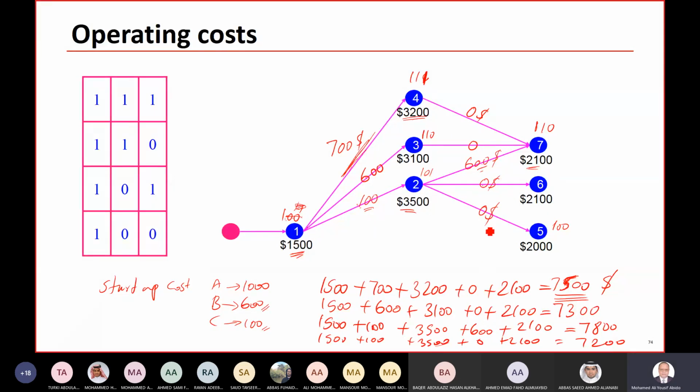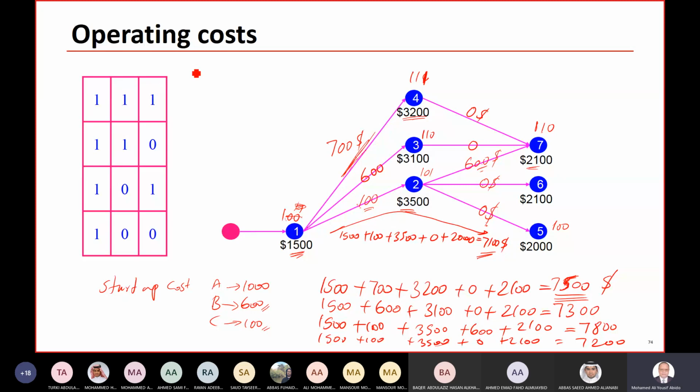Let us check the last path, which is this one. This path is 1,500 plus 100 plus 3,500 plus 0 plus 2,000. So how much is this path? $7,100. That means this path gives you the minimum cost out of the others. So this is the solution of the unit commitment problem.